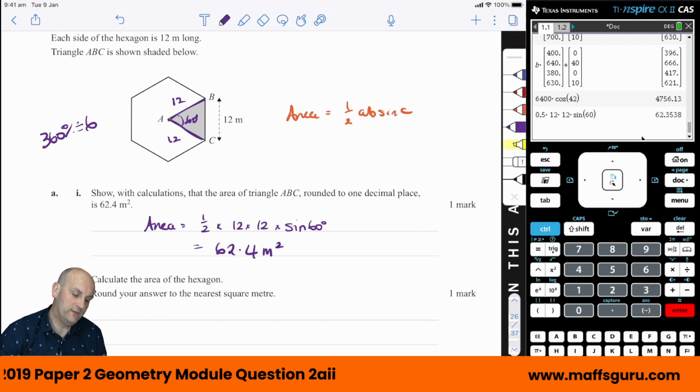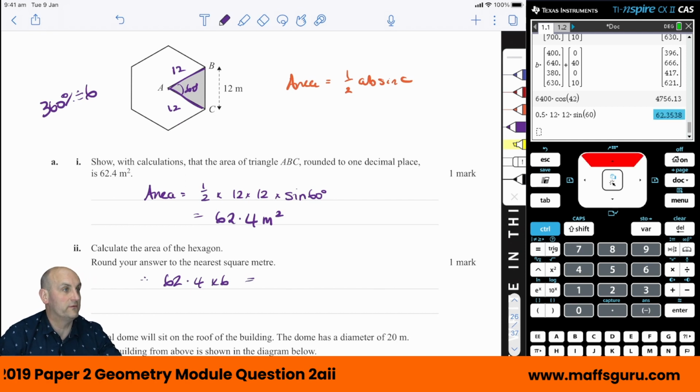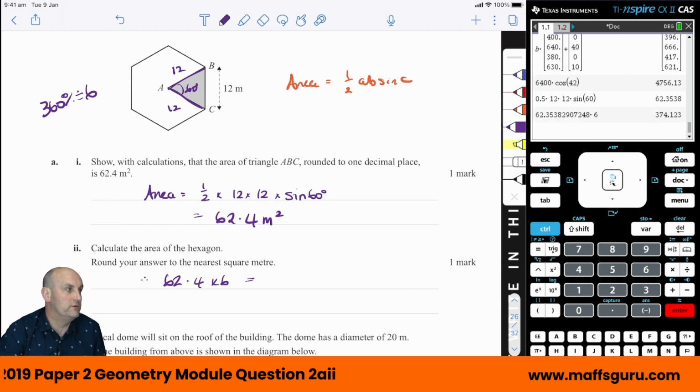Calculate the area of the hexagon, rounding your answer to the nearest square meter. Well, if I know the area of one triangle, then all I need to do is multiply it by 6. Now, I'm not going to use 62.4. I'm going to actually use my calculator answer, and take that answer and times it by 6. That gives me 374 to the nearest square meter.